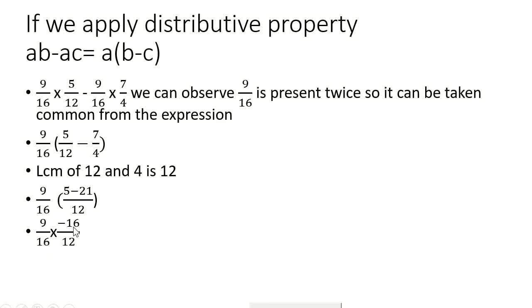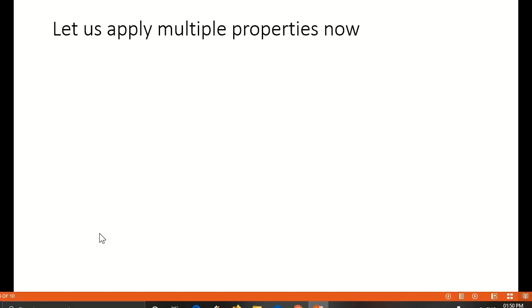Here we observe that 16 and 16 both can cancel each other. 16 divided by 16 gives me 1, and the remaining is 9 by 12, which are both multiples of 3. So it simplifies as minus 3 by 4. Students, you can easily observe that here the calculation part is very easy because of the distributive property, and the answer is still the same. But yes, you must write the traditional way also, so that you can easily compare how easy it becomes by using the distributive property. Let us apply multiple properties now.